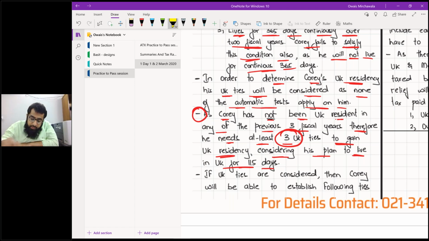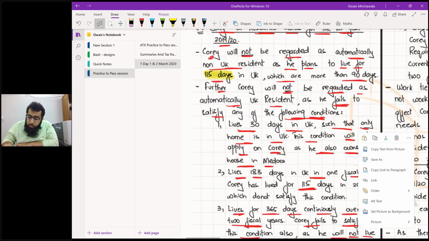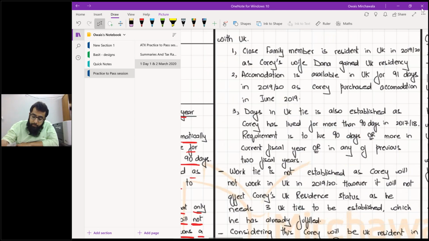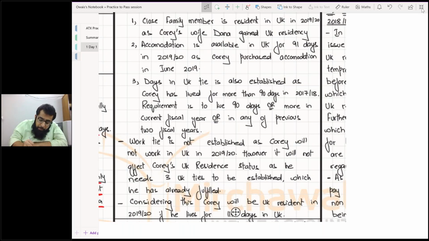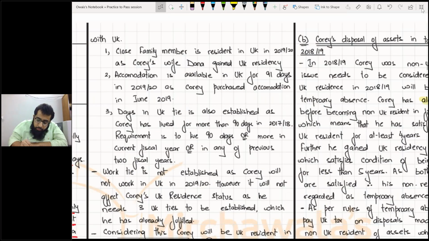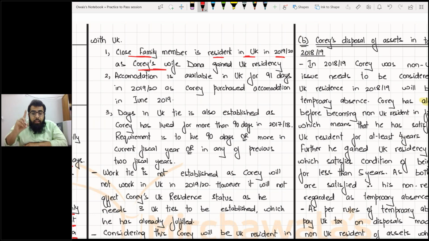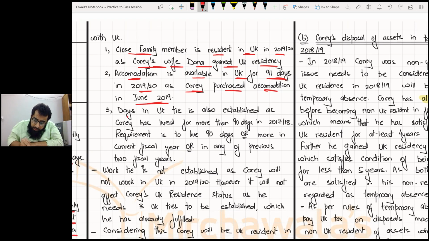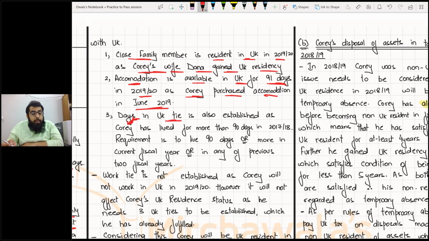If UK ties are considered, then Corey will be able to establish the following ties. Now, we already discussed this issue. Close family member is resident in UK, as Corey's wife Dana gained UK residency. So close family member is UK resident. Accommodation is available in UK for 91 days, as Corey purchased accommodation in June 2019. Days in UK is also established, as Corey has lived for more than 90 days.